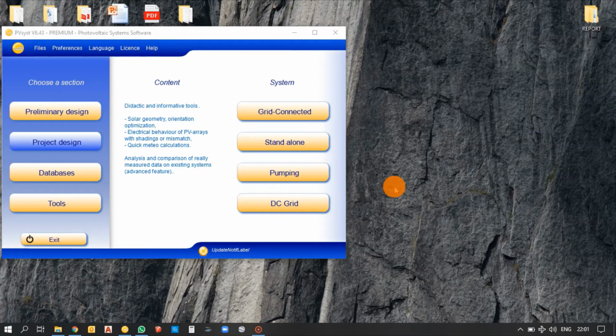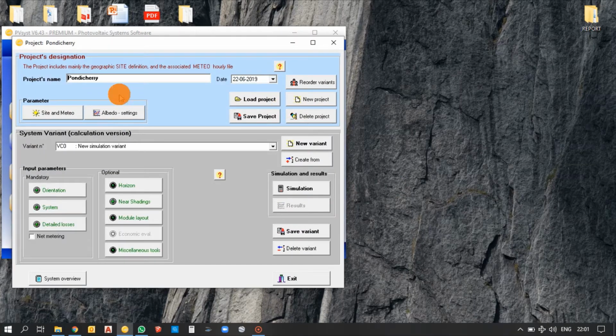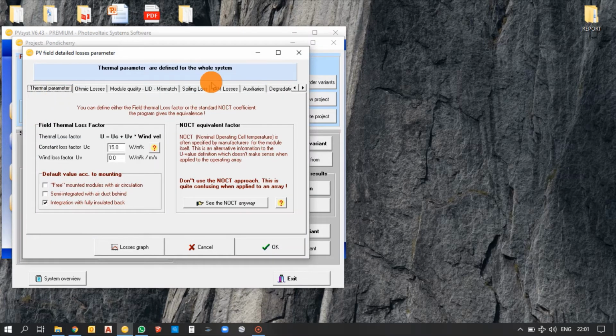Hi guys, let's see about the detailed losses in a PV system. So, going for a grid connected system, in the grid connected system you have a detailed loss section. There are several losses, and we'll be seeing them one by one.